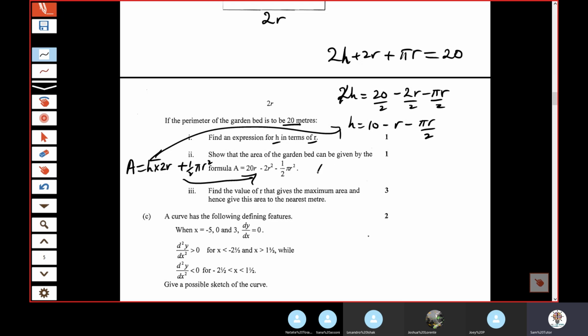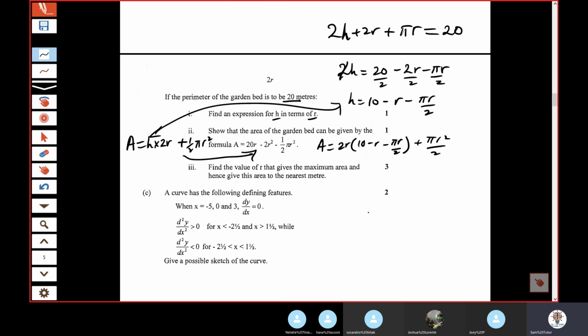Sub it in. This is what it would be: A equals 2r times (10 take away r). You don't see these questions at the beginning of the paper, that's just how they work. 10 times 2r minus 2r squared, minus 2 on 2 is cancelled out, minus pi r squared plus pi r squared on 2. And then at this stage, you see how it's minus 1 pi r squared plus half pi r squared becomes negative. Then you can rewrite the answer.